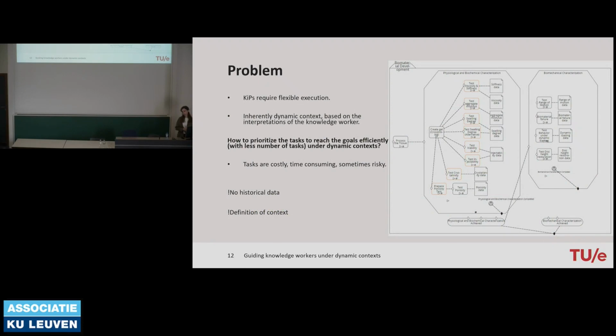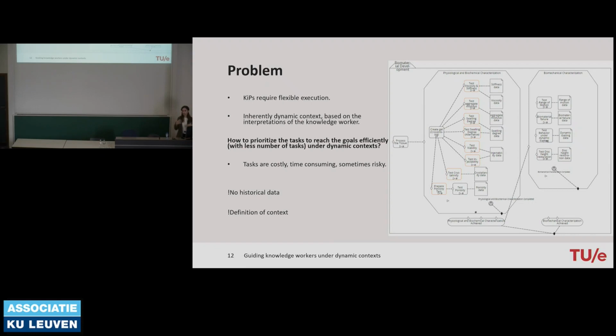So going back to the problem, we said that knowledge-intensive processes are different. They are executed by knowledge workers, and they do not require a very strictly dictated process model. So they require flexible execution. Therefore, in a CMMN model of such a knowledge-intensive process, there are usually multiple tasks enabled at the same time, and as the expert, the knowledge worker decides upon what tasks to do next and how to organize them.